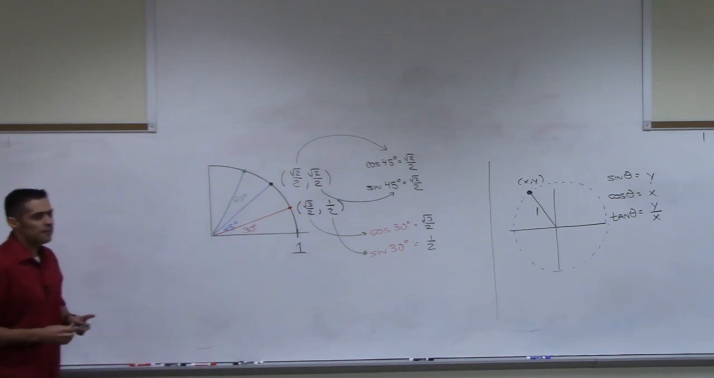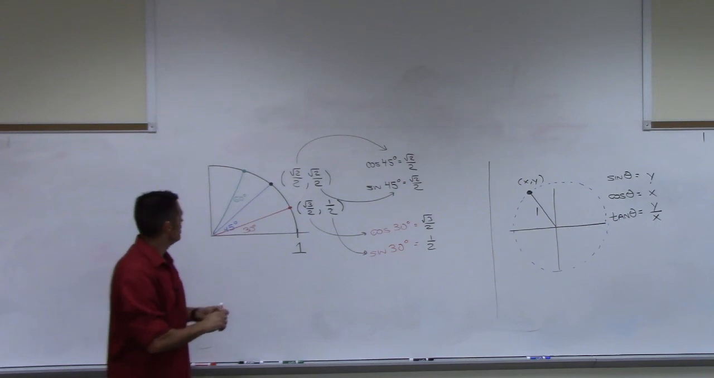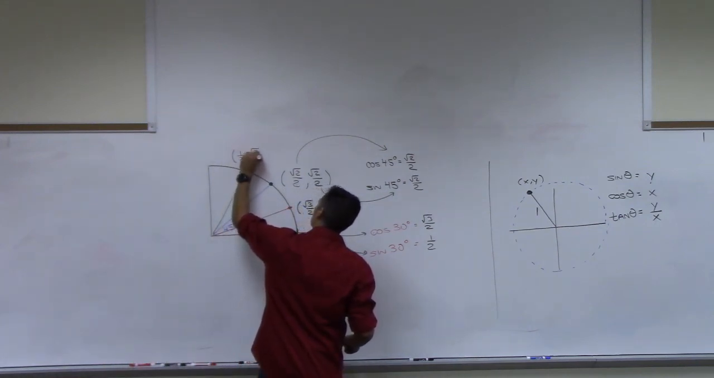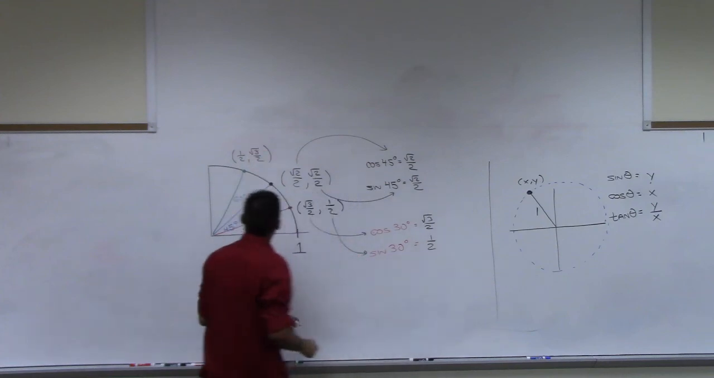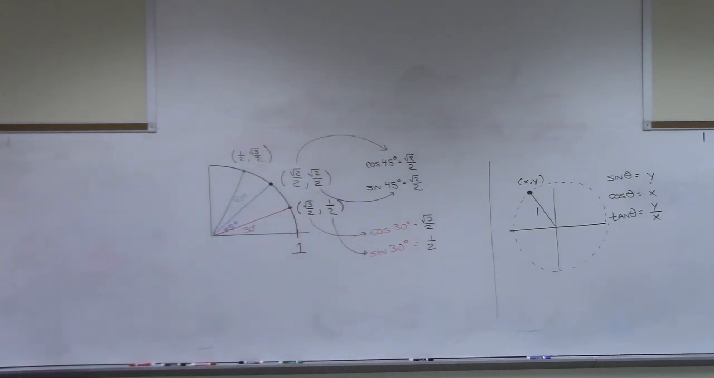And what's going to be the difference here with the 60? They switch places. So this is going to be 1/2, root 3 over 2. Y'all good? Are you sure? No questions?